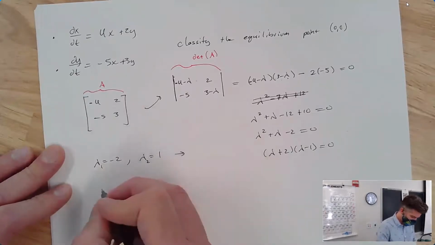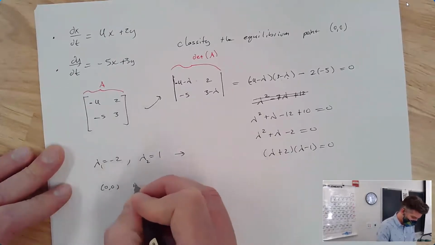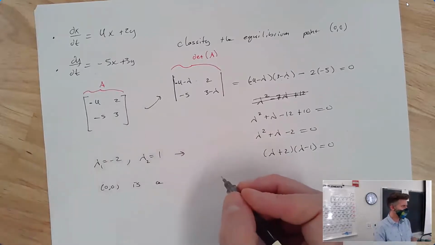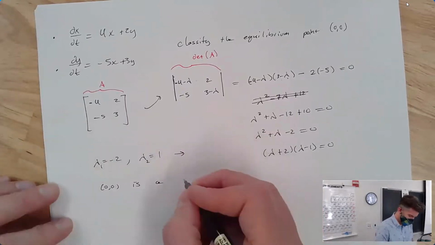So that means our origin is what? Sink, source, or saddle? Saddle.